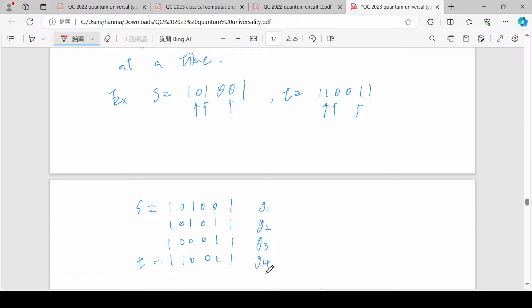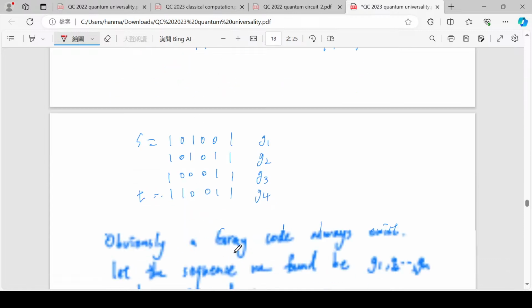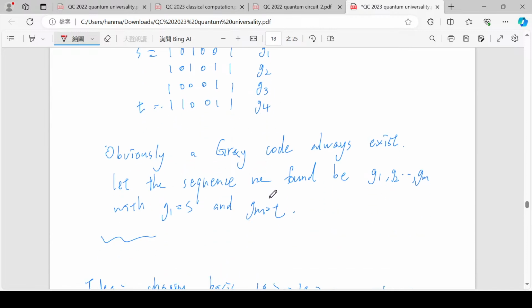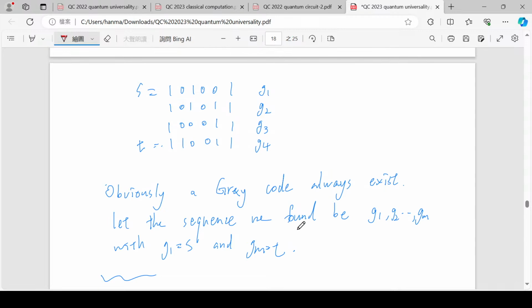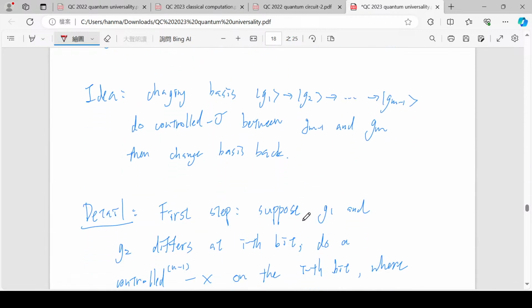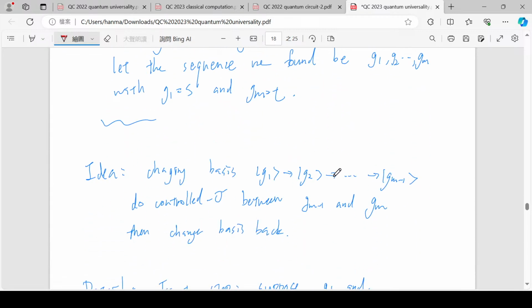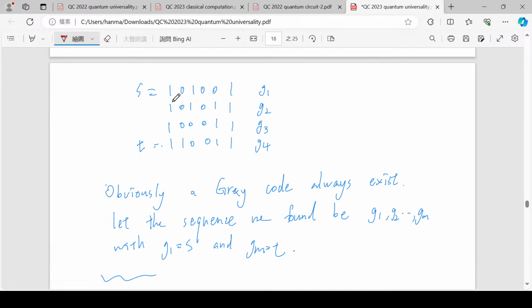So we go from this G1 to G4. So we flip this bit, and then flip this bit, and then flip this bit, and you will see that you will change S to T. And this sequence, we give a name, G1 to G4. Okay. So we can always find this sequence G1 to Gn, such that G1 equals S and Gn equals T. Okay. And so the idea is we change the basis from G1 to Gn minus 1. And so this S will be brought to some string that's just 1 bit away from T.